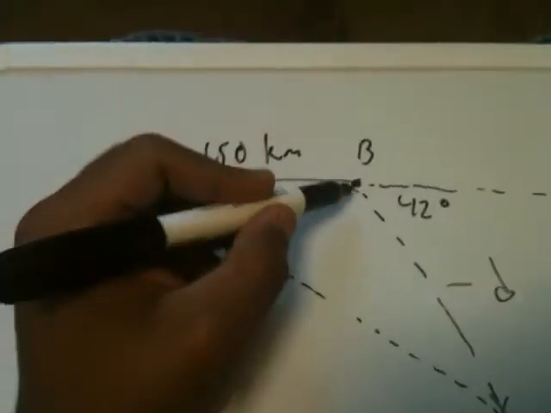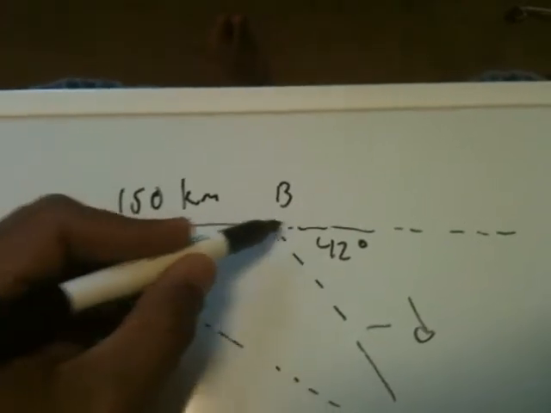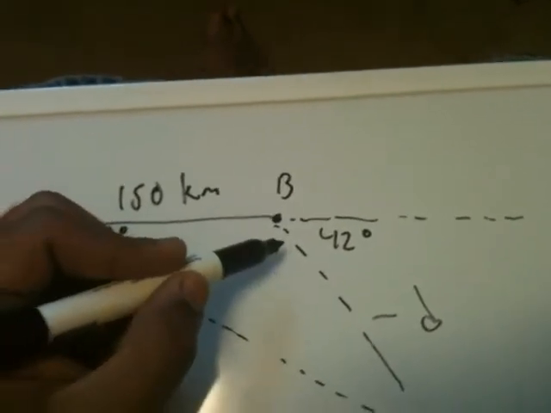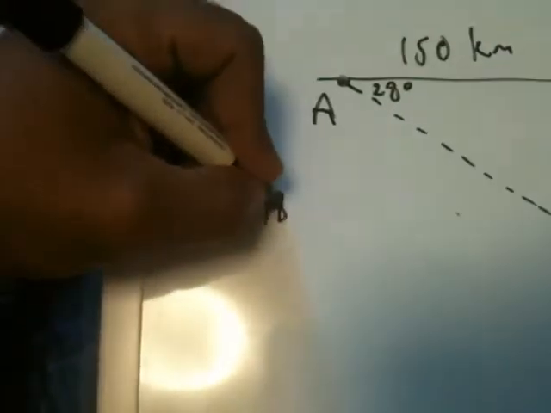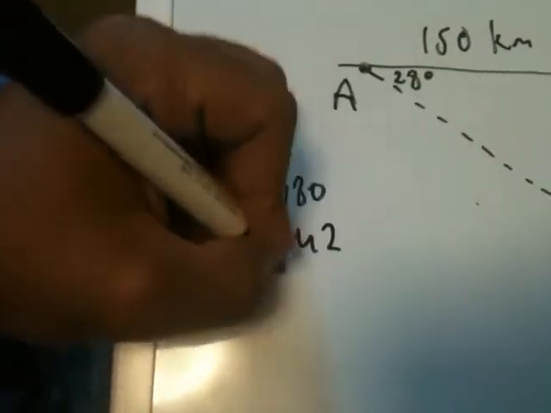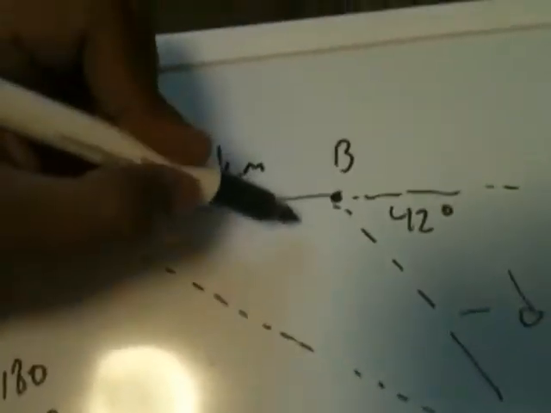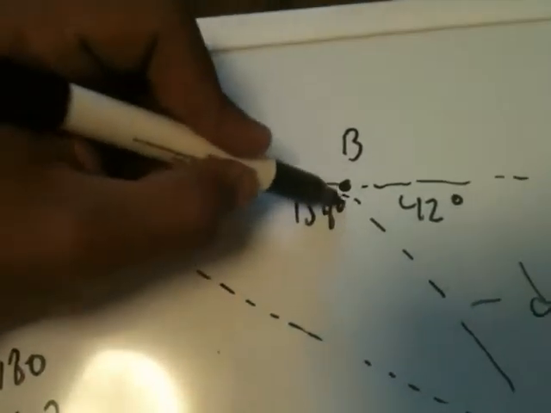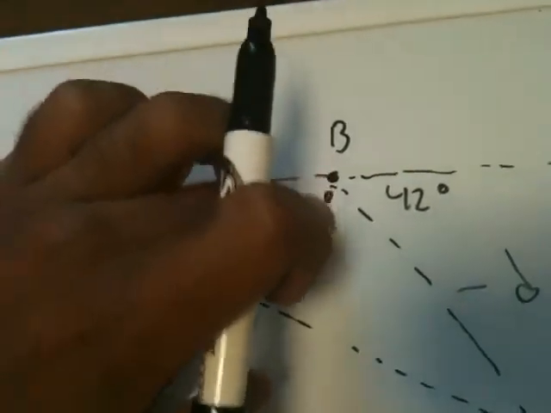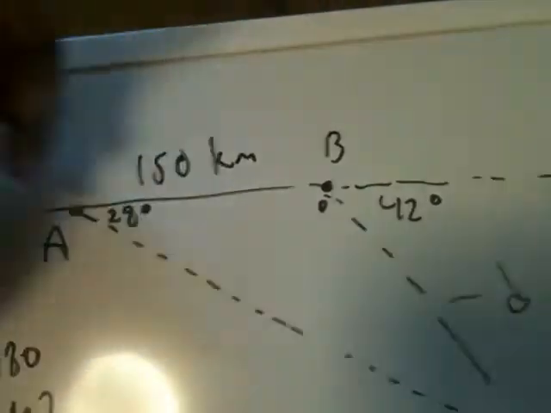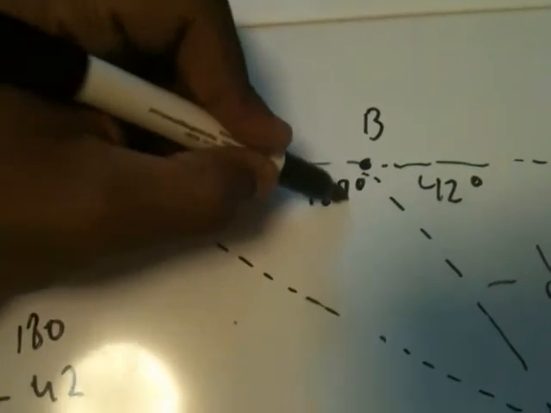We can find this angle right here because this is all in a straight line, and 180 degrees makes a straight line. So we can find that by 180 minus 42. That's 138 degrees. That angle has a measure of 138 degrees. Let me fix that. 138.